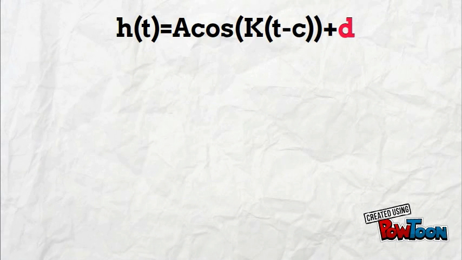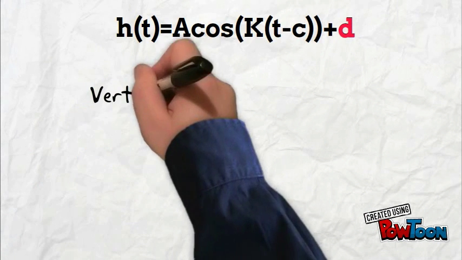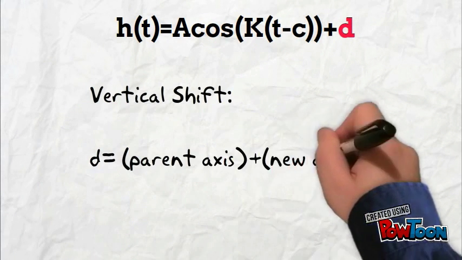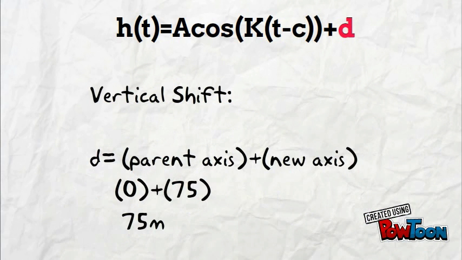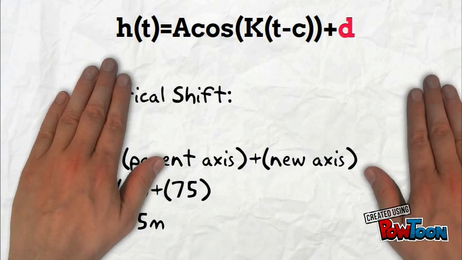The vertical shift can be determined by taking the position of the axis of the parent function and translating it to the Ferris wheel's function. So we take 0 plus 75, which is equal to 75.